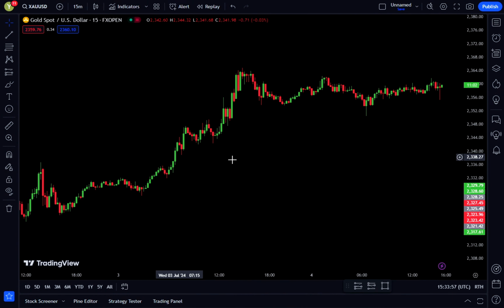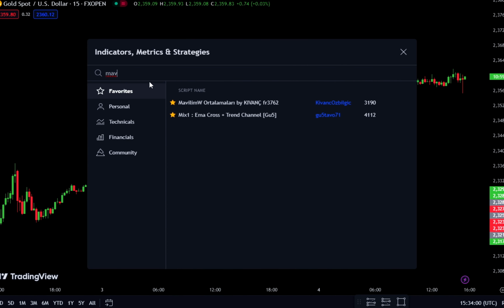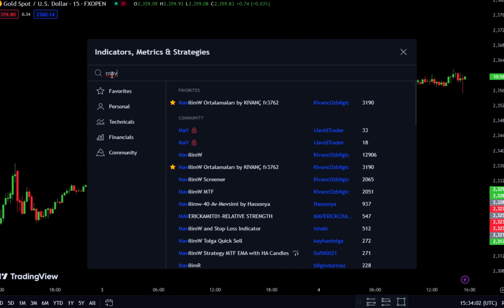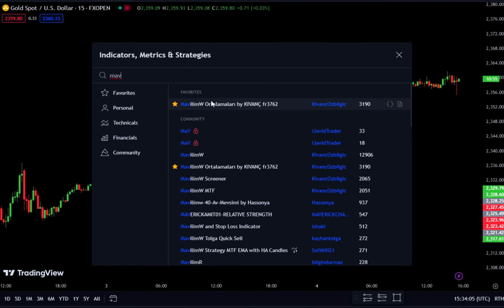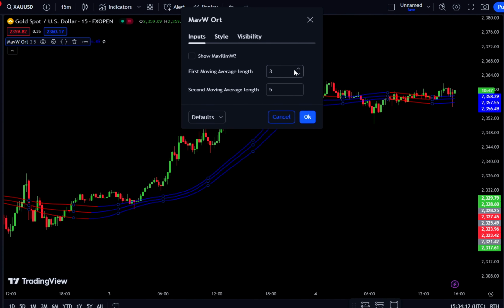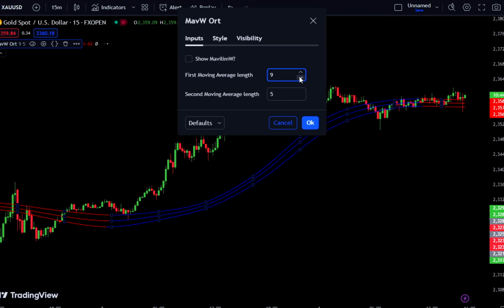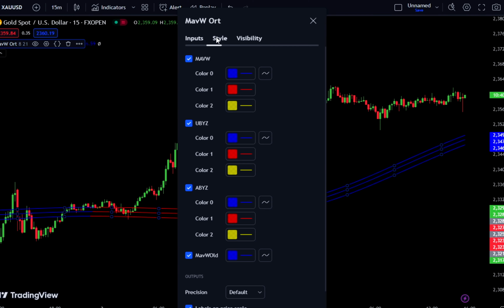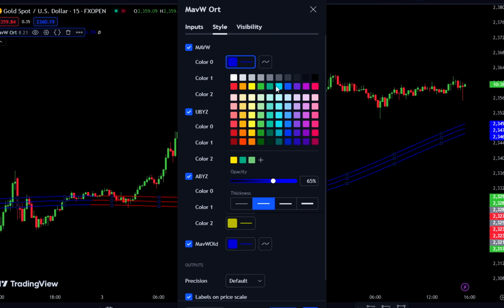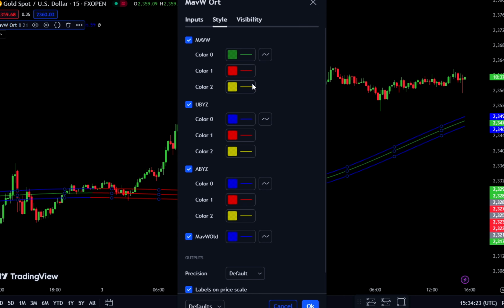Getting started to use this scalping strategy, open TradingView. Next, go to the Indicator Search tab. Type in Mavim Oromar and select it from Kevin's Bilgic. Adjust the Mavim Oromar indicator as follows. In the Input tab, set the first moving average length to 8 and the second moving average length to 21. Change the indicator colors to your preference, or use the settings we suggest.